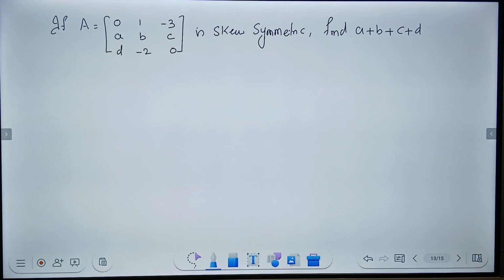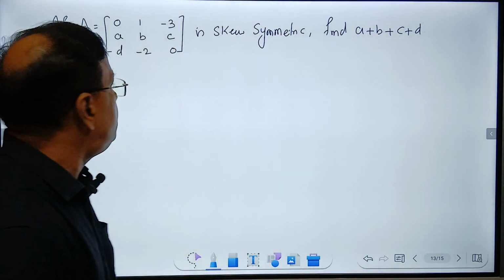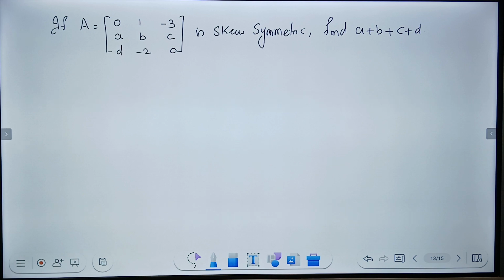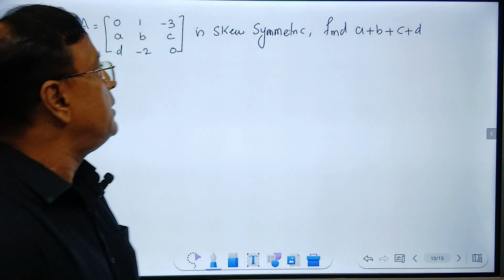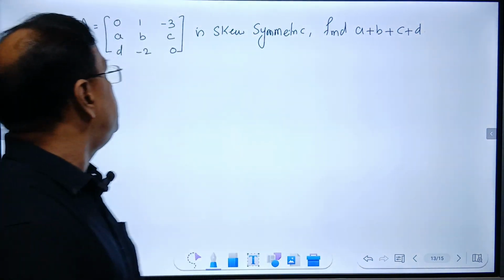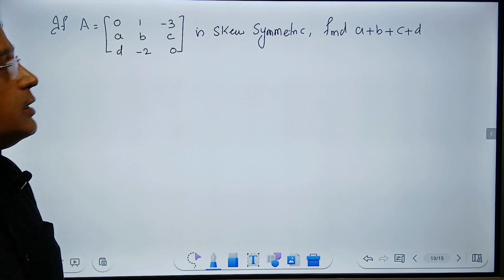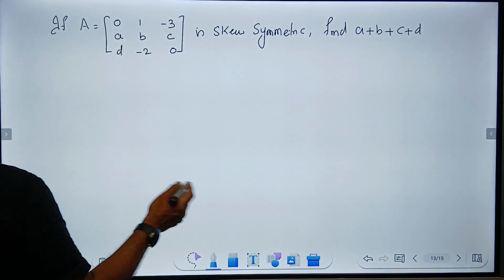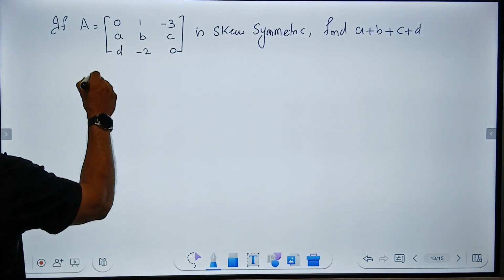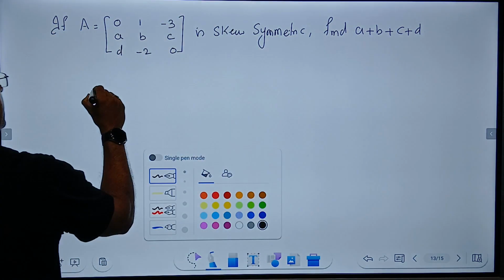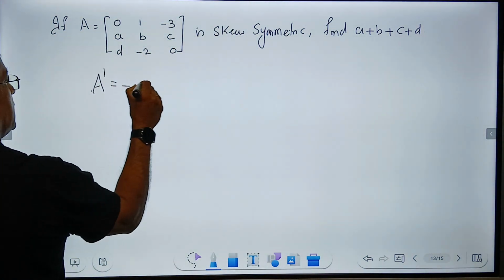Now let's go to this question. If A is 0, 1, minus 3, a, b, c, d, minus 2, 0 is a skew symmetric matrix, find the value of a, b and c. Now what is the meaning of skew symmetric? For a skew symmetric matrix, A transpose is equal to minus A.